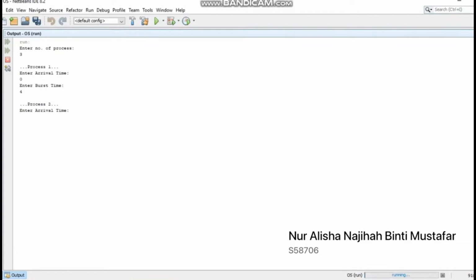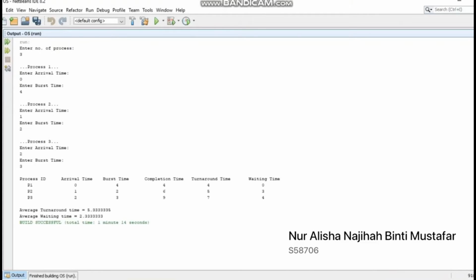Then you can continue to put the input for the second process. Let's say the arrival time for the second process is 1 and the burst time is 2. Then for the third process, you just repeat the same. Let's say the arrival time is 2 and the burst time is 3. So there will be an output over here.